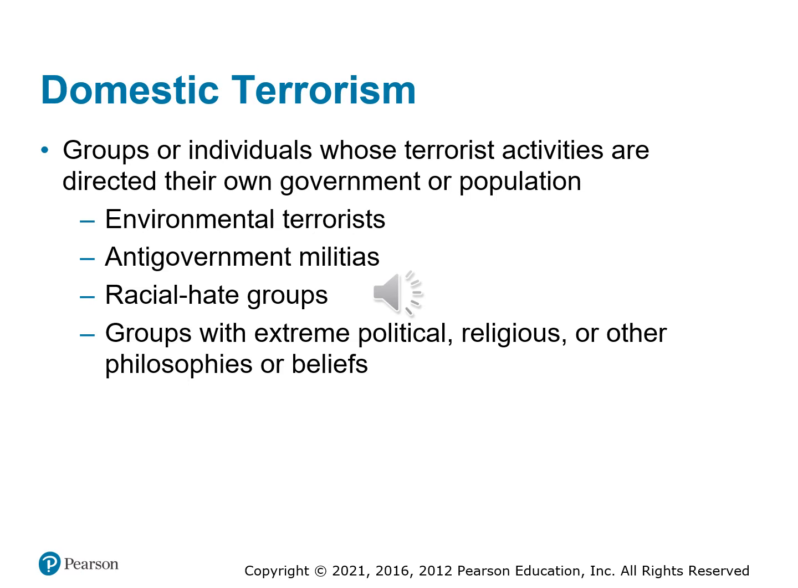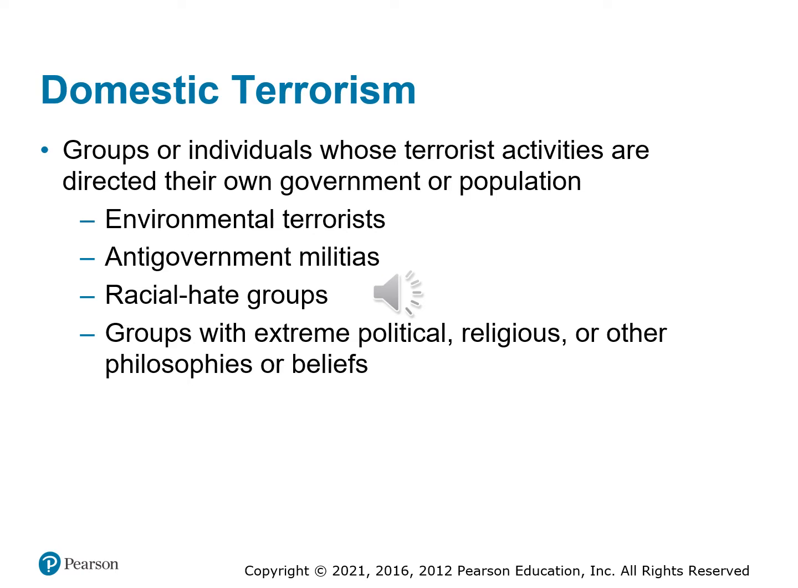So domestic terrorism is going to be groups or individuals whose terrorist activities are directed towards their own government or population. So those are people that reside within the United States that are attacking the United States or the people or property thereof. And there are going to be different groups that are going to do this. You see these in the news. You probably all understand what these groups are.